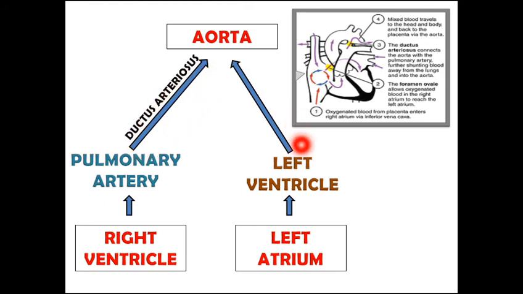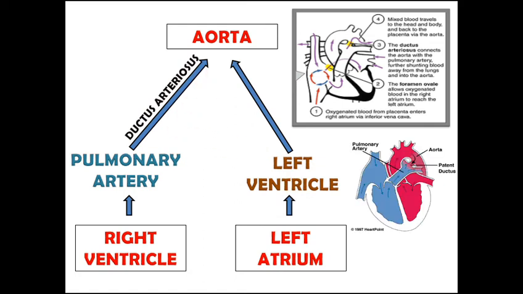So here we have come across all the three terms: foramen ovale, ductus arteriosus and ductus venosus. This was the structure of the ductus arteriosus, a connection between the pulmonary artery and the aorta.